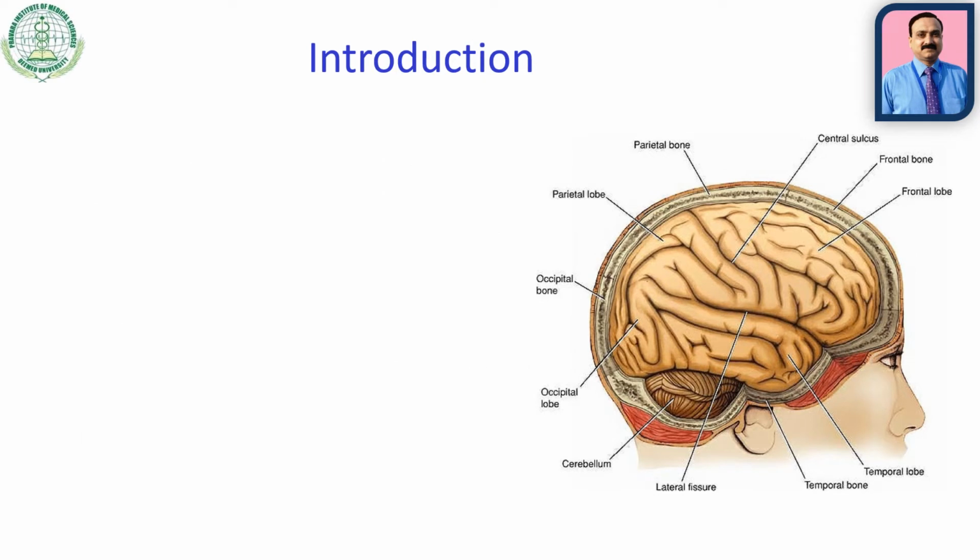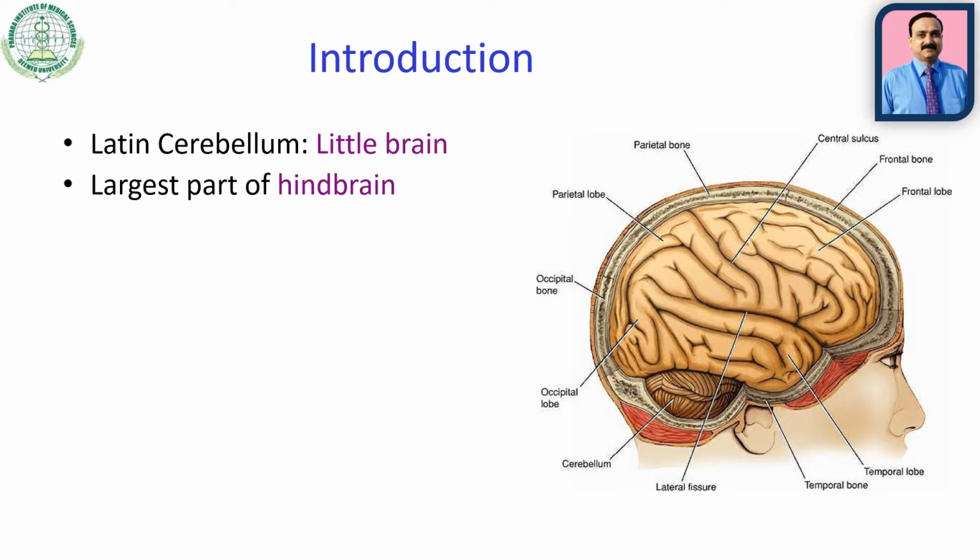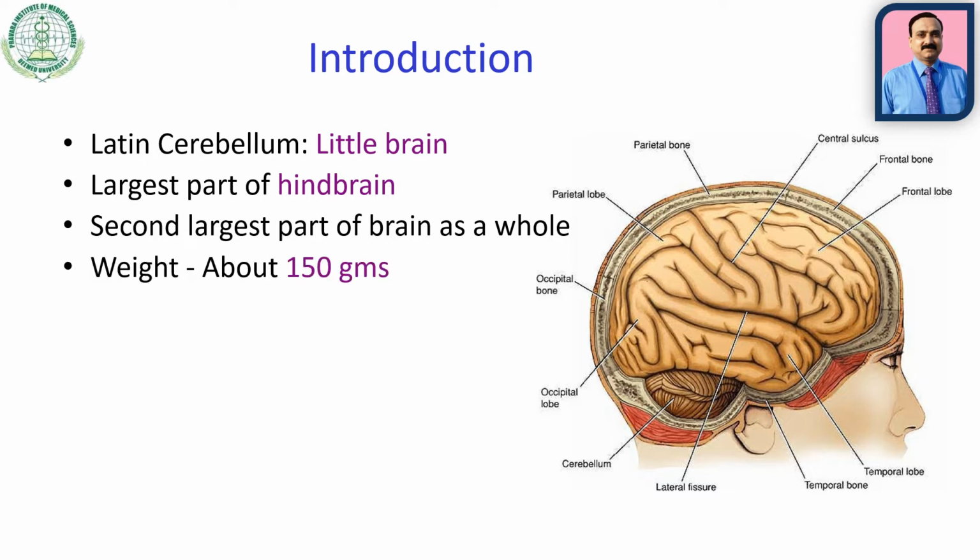If you see the cerebellum, it is a Latin word which means small brain or little brain. It is the largest part of hindbrain situated in the posterior cranial fossa and behind the pons and medulla oblongata and covered by tentorium cerebelli. So this is the cerebellum which lies in the posterior cranial fossa behind the pons and medulla and below the tentorium cerebelli.